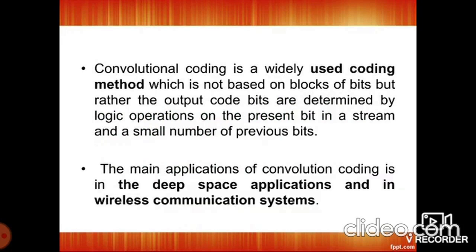Convolutional coding is done by combining a fixed number of input bits. It's a widely used coding method which is not based upon blocks of bits. Rather than using blocks of bits, output bits are coded or determined by logical operations on the present bit stream and a small number of previous bits.